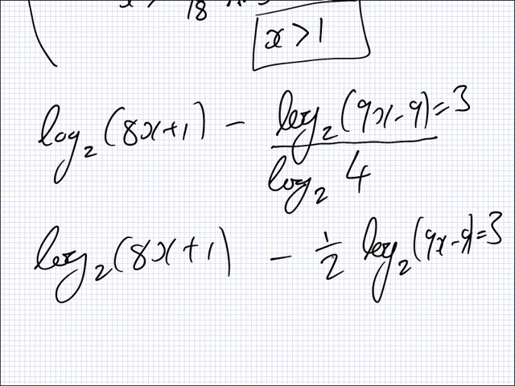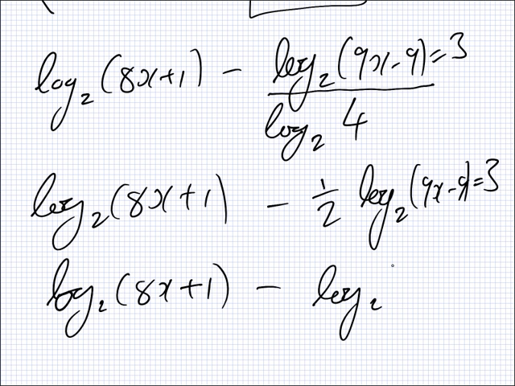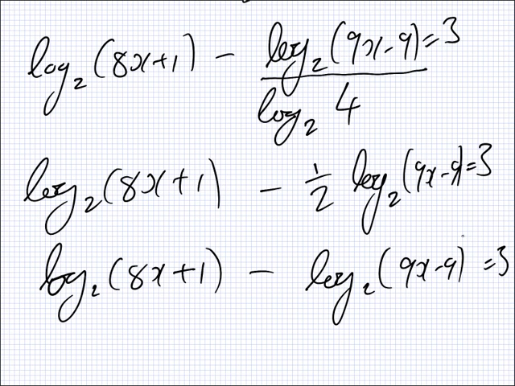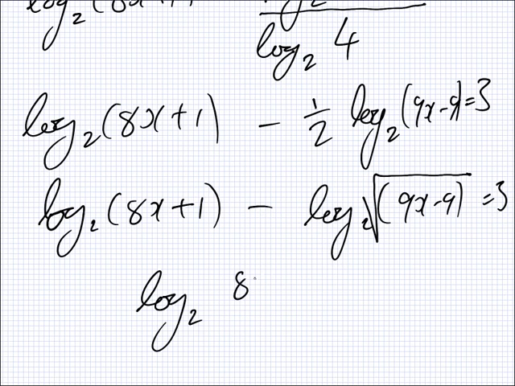Now what can I do next? What's log base 4 of 2 for? Bring the half up as a power, isn't it? So what power do I have here? A half. Power half means square root. Now, what does the minus do here? Divide, isn't it?